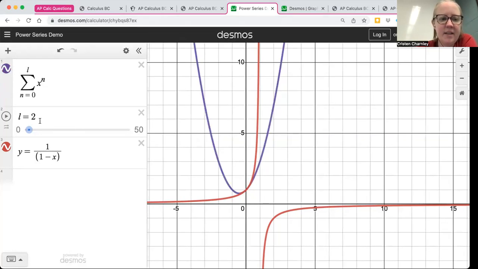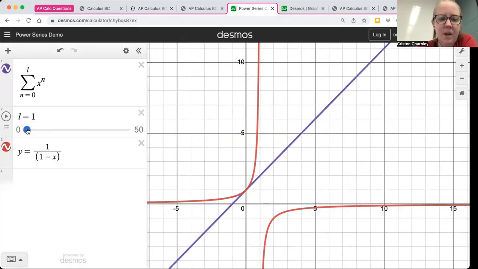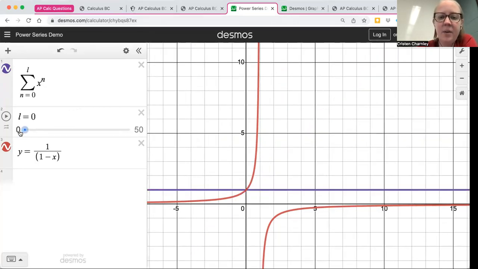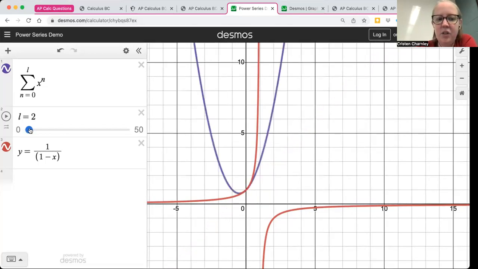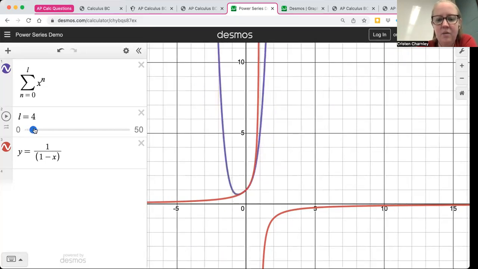So if I graph this, and this one's in purple, I'm going to say that L equals 1, right? So that's just the line y equals x. In fact, if I say L is equal to 0, x to the 0 is 1, so we have this horizontal line of 1. Now, L equals 1. All right, we've got the curve matched a little bit. Here's L equals 2, so I'm going up to x squared, 3, 4, 5, 6.